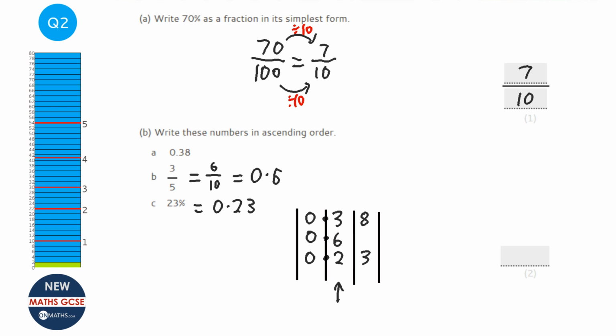So it's going to be 23% is the smallest, and you've got to be careful here because you can't write 0.23 because we've done that. The actual question says 23%, so we've got to make sure we write down what the question says. The reason I'm starting off with the smallest is because it asks for ascending order, which just means from smallest to biggest. The next biggest one, or next smallest one, is the 0.38, which was a decimal to start off with, and the biggest one there is that 3/5, the 3/5.